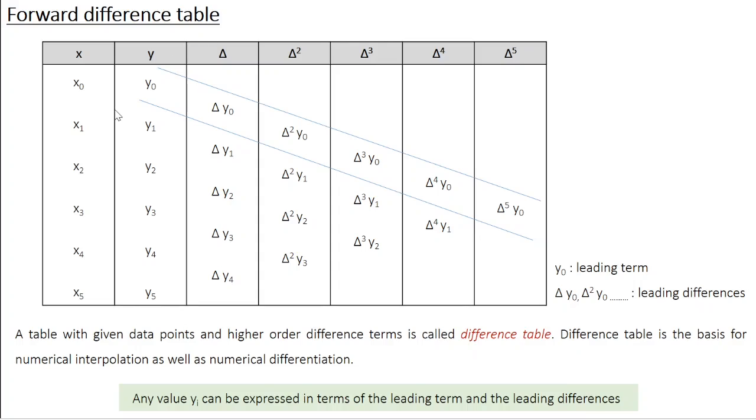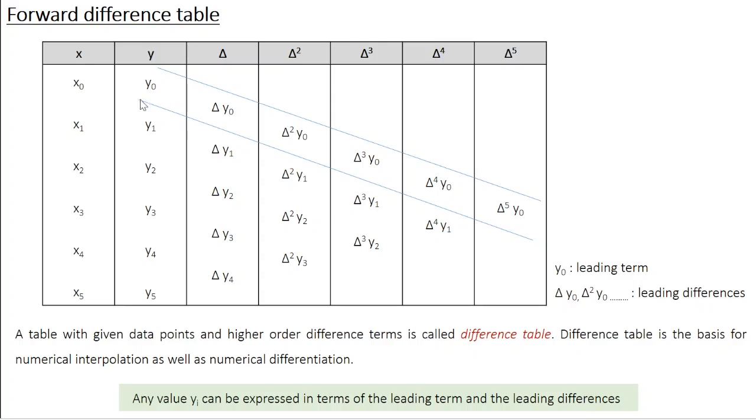So if you note here, originally you have 6 data points and you have calculated up to fifth order difference term. So this is true for any case. If you have n data points, you will have to calculate difference terms up to n minus 1. So construction of the difference table is the basis for numerical interpolation, and in the next class you will see in the case of numerical differentiation also this is the first step.